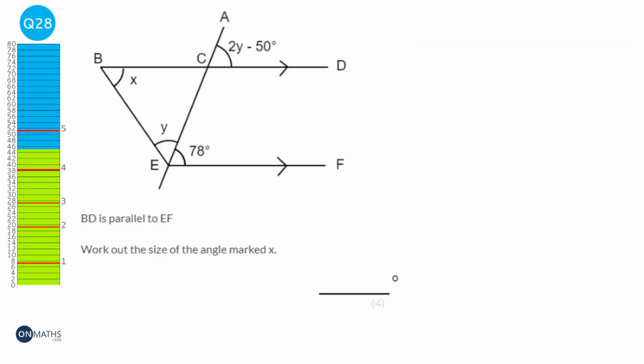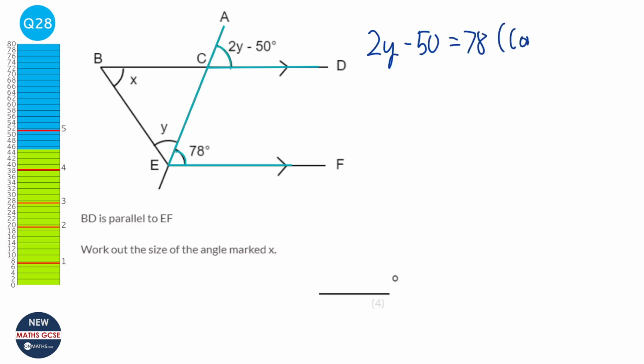To find out what the value of x is, we first of all have to find out what the value of y is. And we can notice that we've got two sets of parallel lines here, and a line going through them. And we've got these F angles, which we have to call corresponding angles. So we know that 2y minus 50 is equal to 78. And we must write down the reason, so corresponding angles. And corresponding angles are equal.